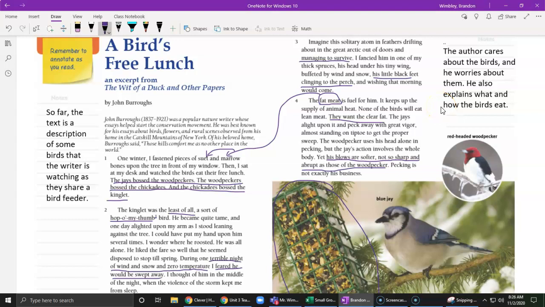So that's really the main idea of this whole passage, is that the author cares about birds that he's watching as he gives them food on a bird feeder. So that is what our new unit is going to be about. It's going to be about animals and nature. I hope you guys are ready for our new unit.